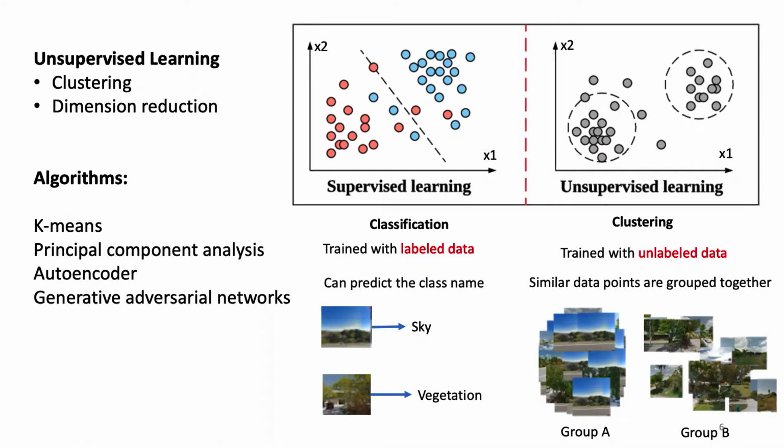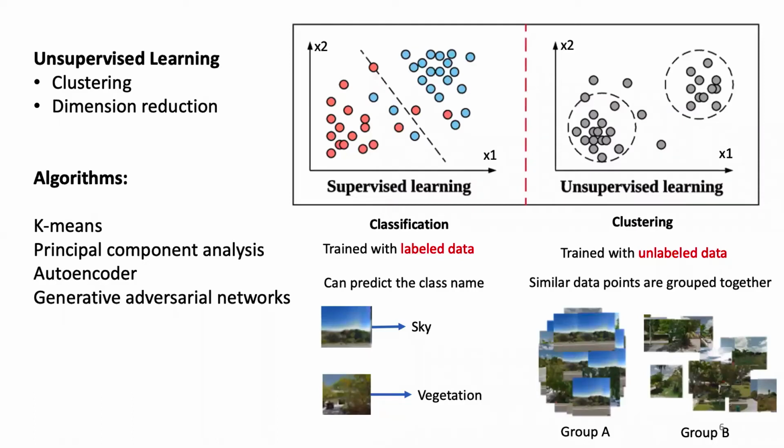In the classification problem, you have data that is labeled. So you train on this labeled data. While in clustering, you have the data, but the data is not labeled by human beings. And in classification, you can predict the class name. For example, you can say, okay, this image is dominated by sky, right? And that image mostly shows vegetation.